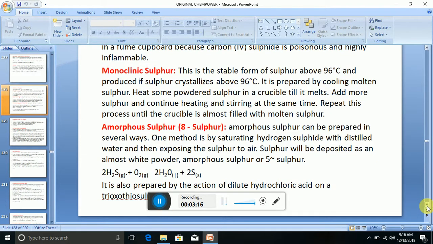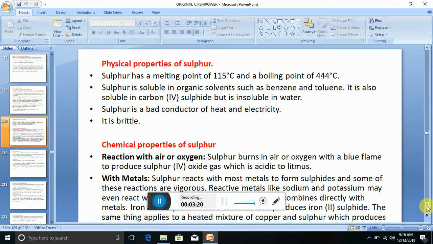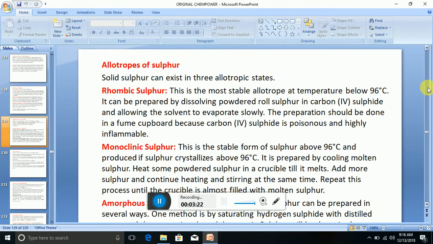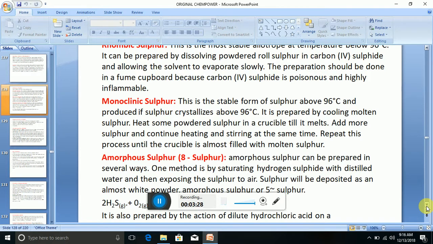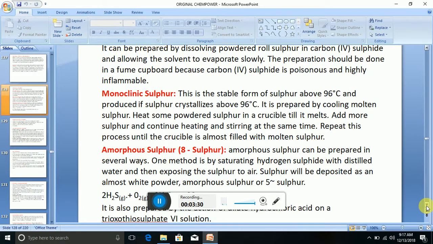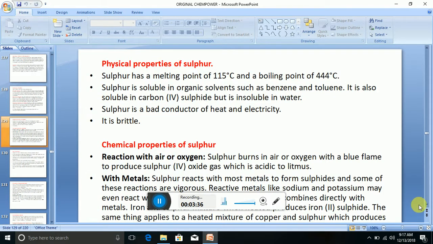It is also prepared by the action of dilute hydrochloric acid on sodium thiosulfate solution. Now let's look at the properties of sulfur, the physical properties.